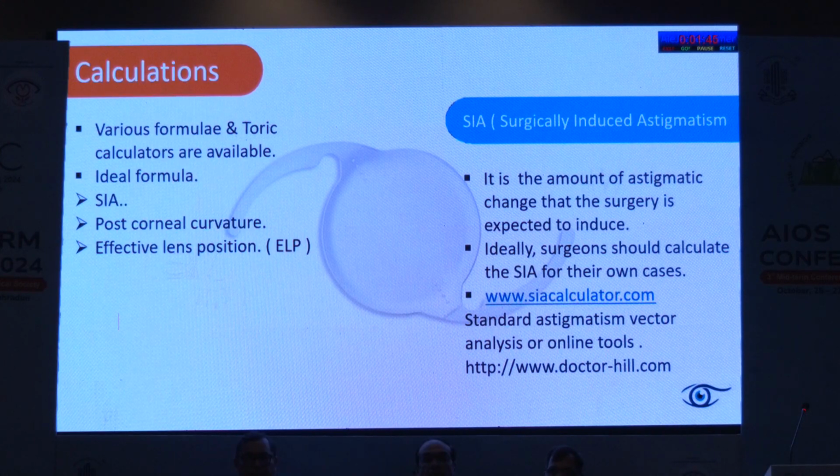The SIA, most of us know, is the amount of astigmatism that we will be leaving after the surgery. And usually in the micro-incisional cataract surgery that we do nowadays, it's about 0.1 to 0.2, or we can go ahead and calculate it on this website, crcalculator.com.